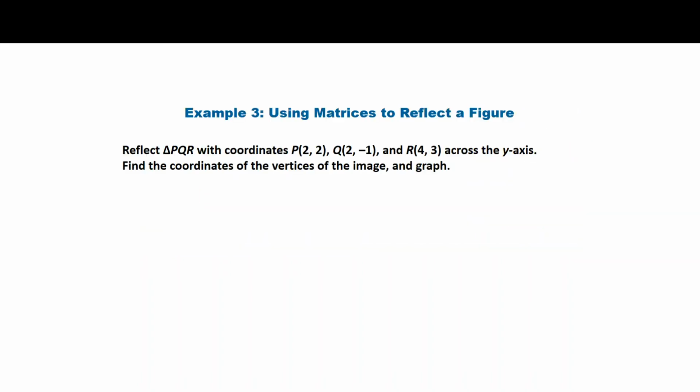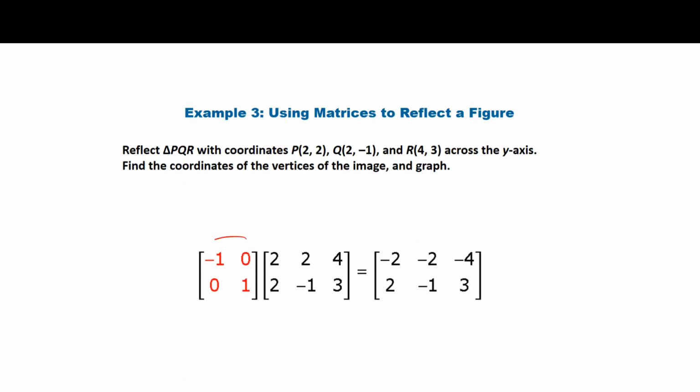Let's do an example. Reflect PQR with the coordinates given across the y-axis. So we're going to take our transformation matrix, which we talked about just a minute ago, and we're going to multiply. Now let me remind you, when we multiply, you can't just add straight across. We take the information in our first row and multiply it with the information in our first column. So we're going to say -1 times 2 plus 0 times 2, and that equals -2.